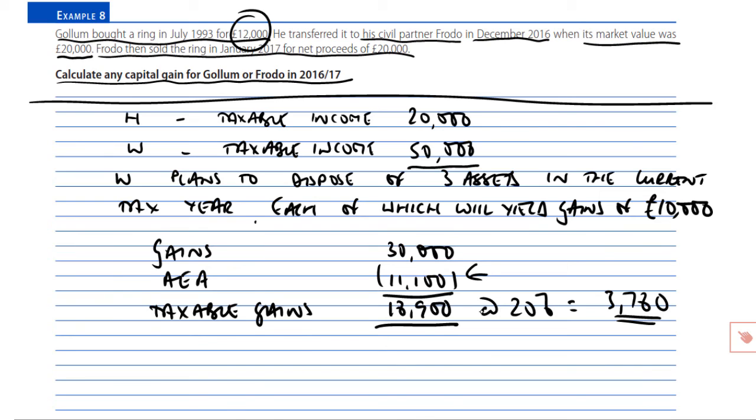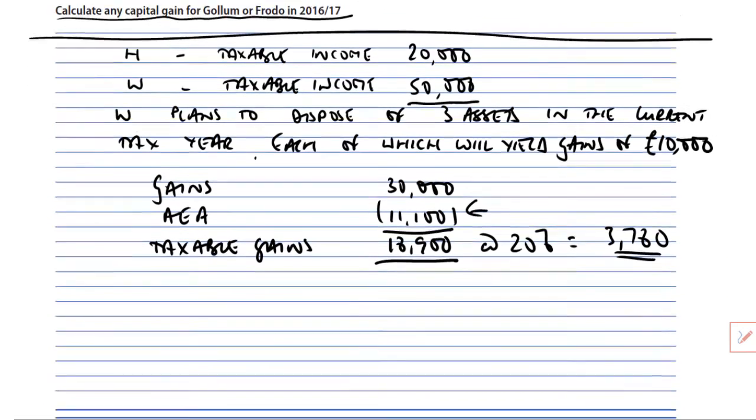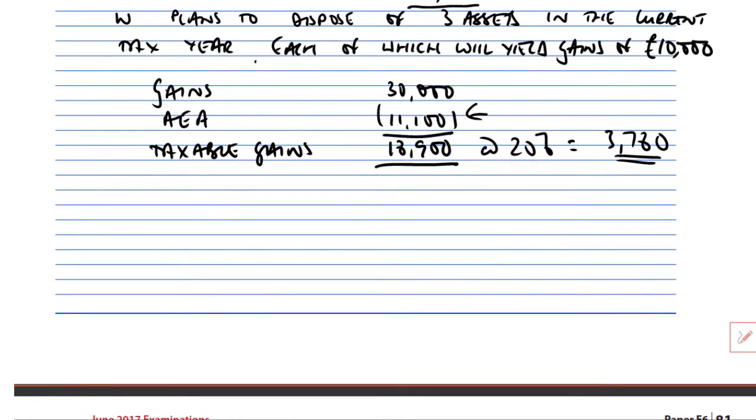So I hope that you are now seeing that our plan here should be, she keeps one of the assets and sells it to the outside world. She makes a gain of 10,000, covered by her AEA of 11,100, no taxable gain, no tax to pay. And then 2 of the assets are transferred across to the husband, which he then sells to the outside world. So the husband would now have gains of £20,000.